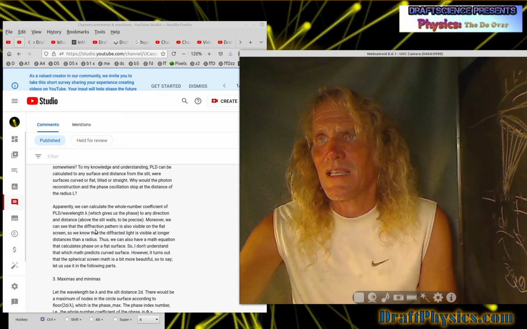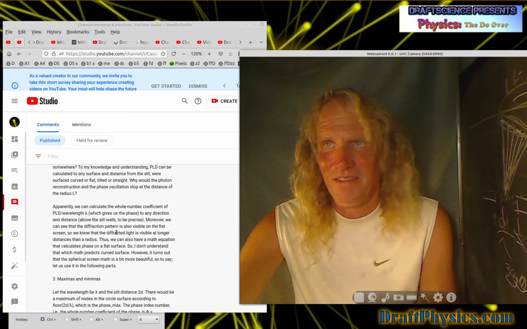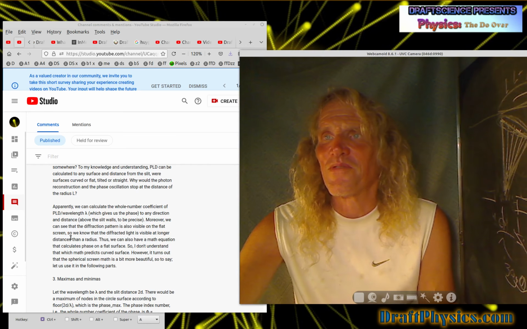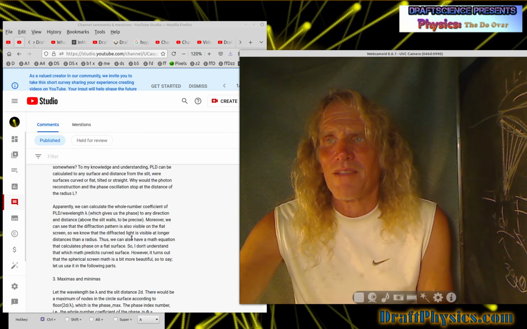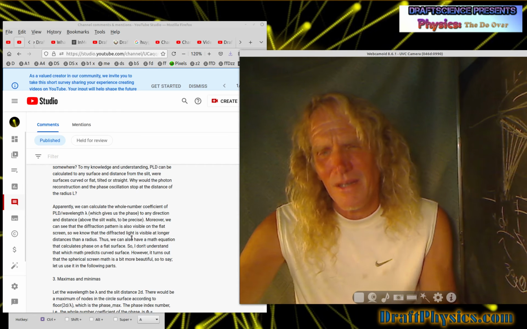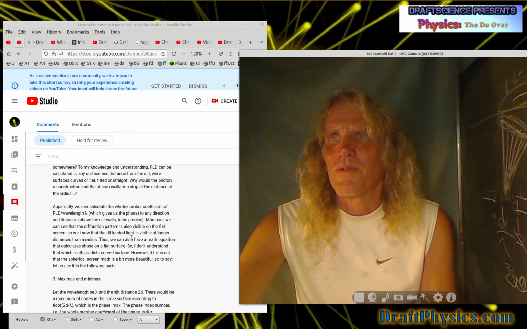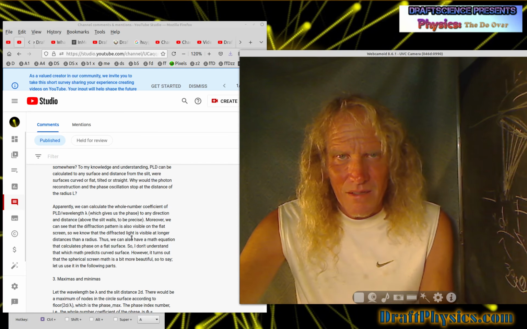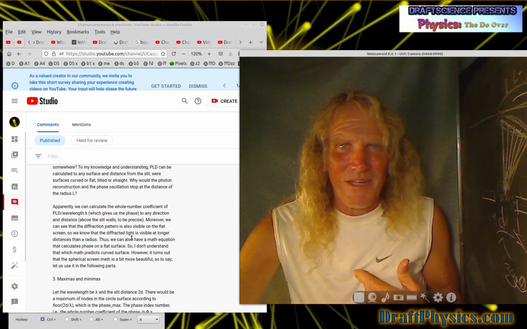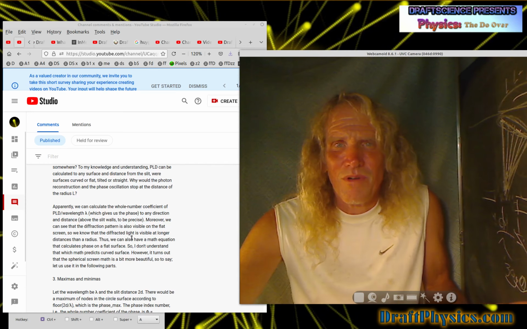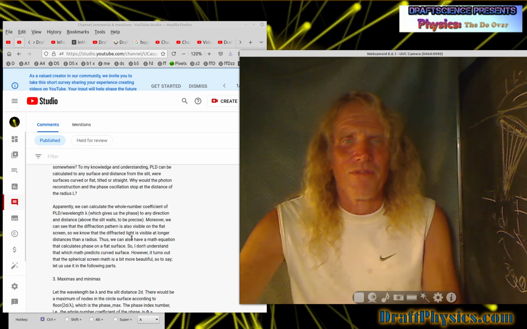Moreover, we can see that the diffraction pattern is also visible enough so we can know that the diffracted light, so just more terminology, you can't mean it. What do you mean by diffracted light? We're talking about an interference pattern. We already know the light is spreading, okay? We know I'm obviously arguing it's scatter, so what are we even talking about diffracted light for?